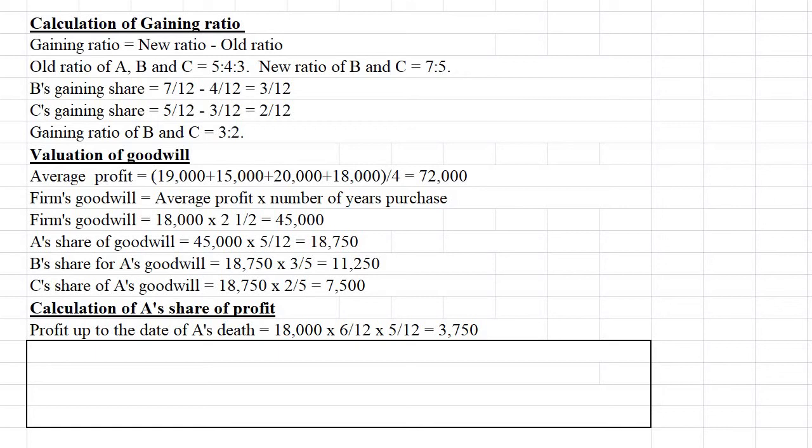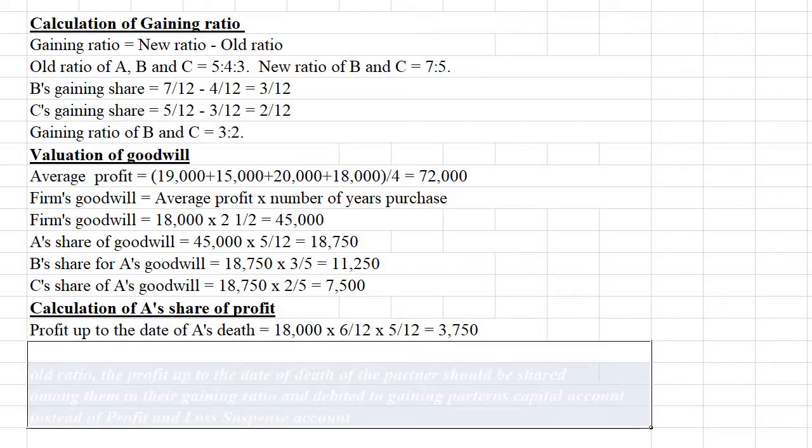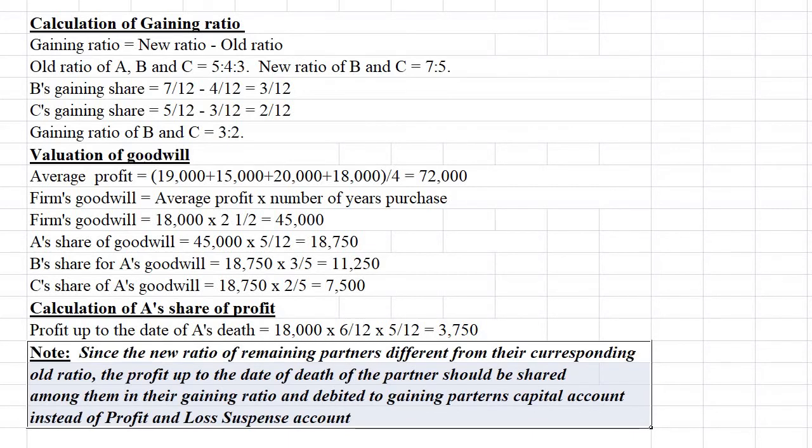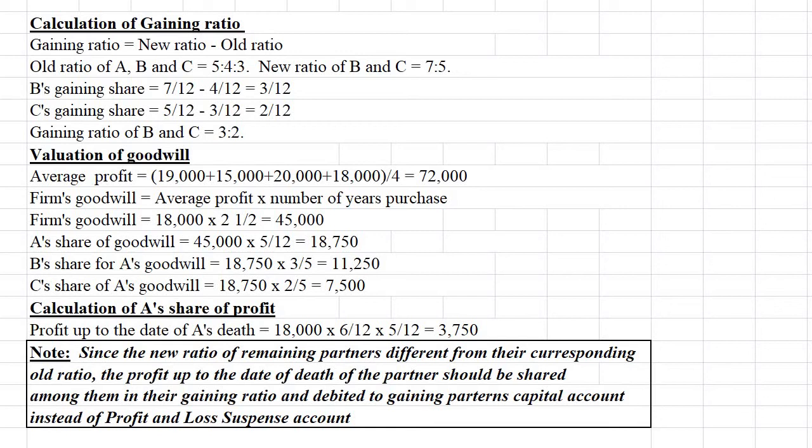That is the main point here. If the continuing partners' new ratio is different from their old ratio, the profit up to the date of death of the deceased partner should be shared among the continuing partners in their gaining ratio. That is an important note you have to mention somewhere. If the new ratio of remaining partners is different from their corresponding old ratio, the profit up to the date of death of a partner should be shared among them in their gaining ratio and debited to gaining partners' capital account.